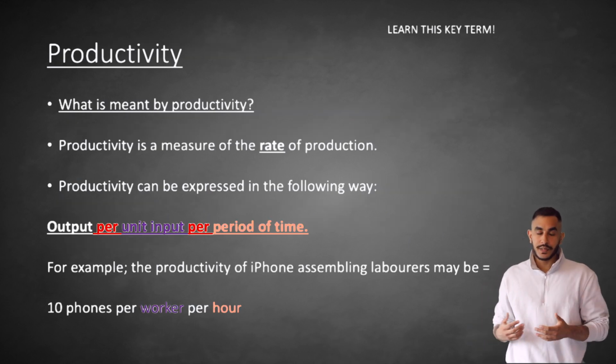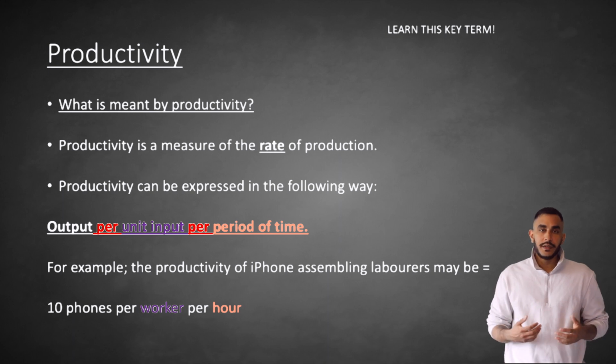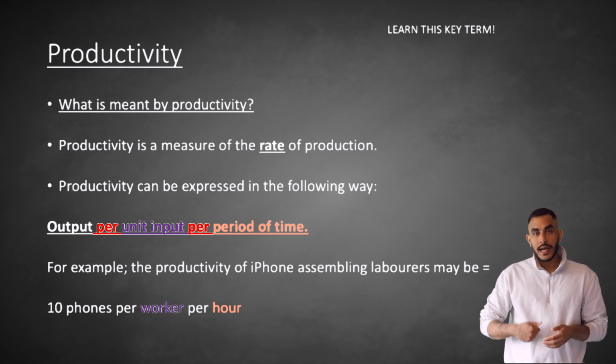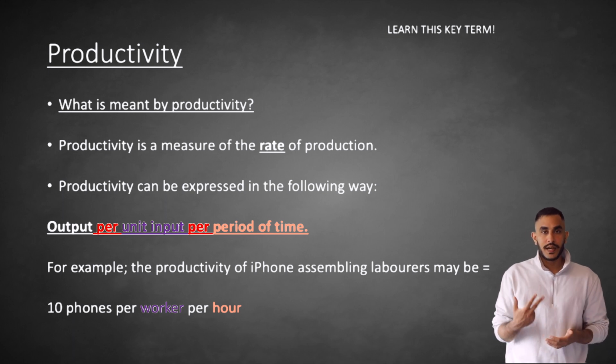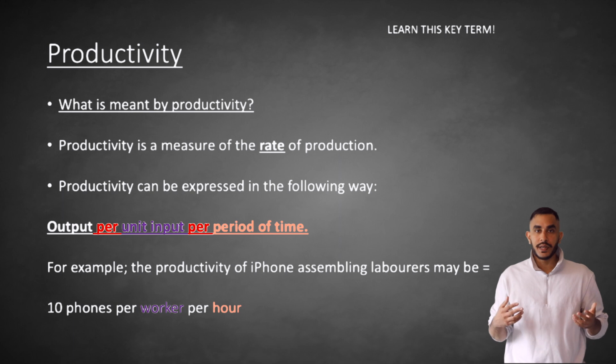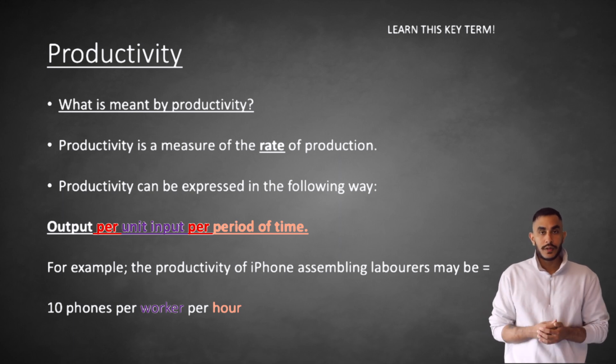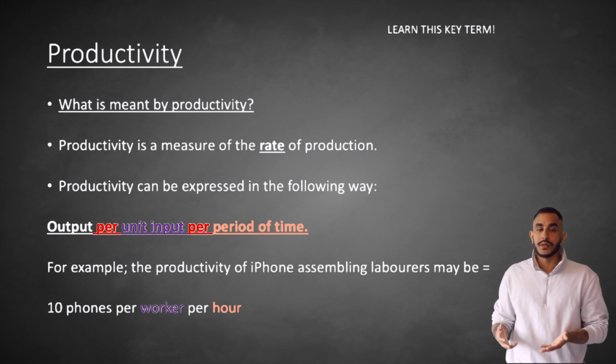In order to measure productivity or the rate of production, we need 3 bits of information. We need the output produced by a factor of production, how many factors of production are employed in order to produce that output, and a time period. Therefore, productivity can be expressed, for example, as output per unit of input in a given period of time. An example of a measure of productivity would be the productivity of workers at the Apple factory, or labor productivity. Workers may produce 10 iPhones per worker per hour, and that would measure the rate of production.